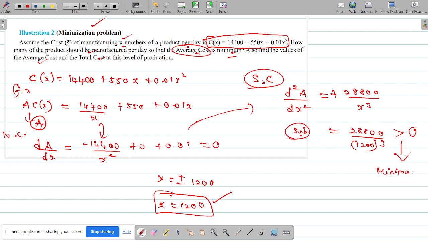So this is with respect to the minimization problem. Point to be noted is here the average cost has to be minimized. So direct cost function எடுக்க கூடாது. Average cost மாத்தி, அங்கதான் necessary and sufficient condition find பண்ணணும். Yes, pa.